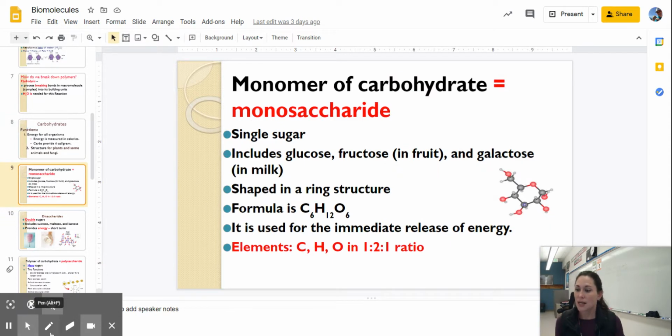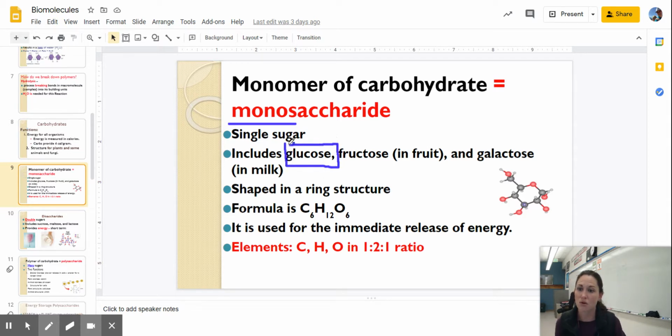So we already mentioned that the monomer of carbohydrate is a monosaccharide. It's a single sugar. There are 3 single sugars. You do not need to know all of these, but you do need to know this one. That's the most important one. So glucose is a monosaccharide. It's ring-shaped, and all carbohydrates are ring-shaped. Its formula for glucose is C6H12O6. That's also the same formula for fructose. You might remember that from when we talked about this in your PBL. This is super important. We use them for the immediate release of energy.